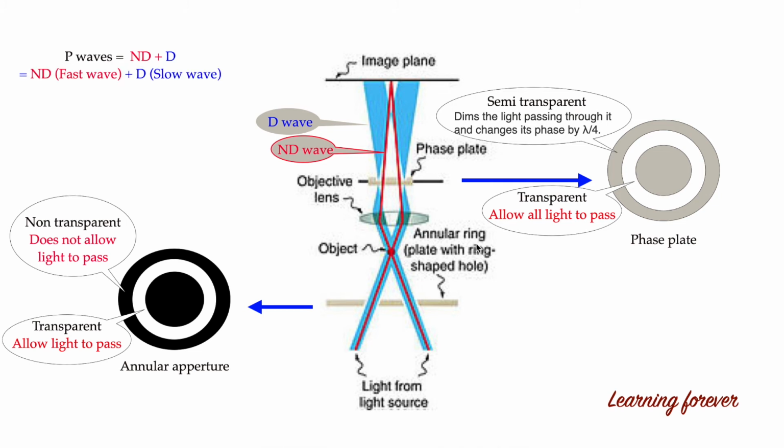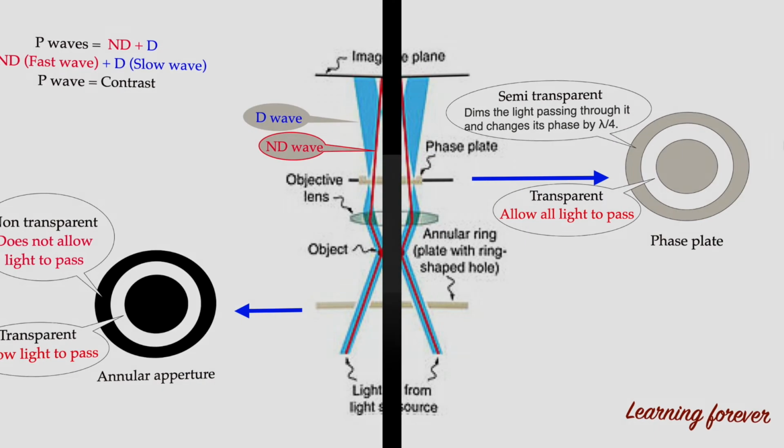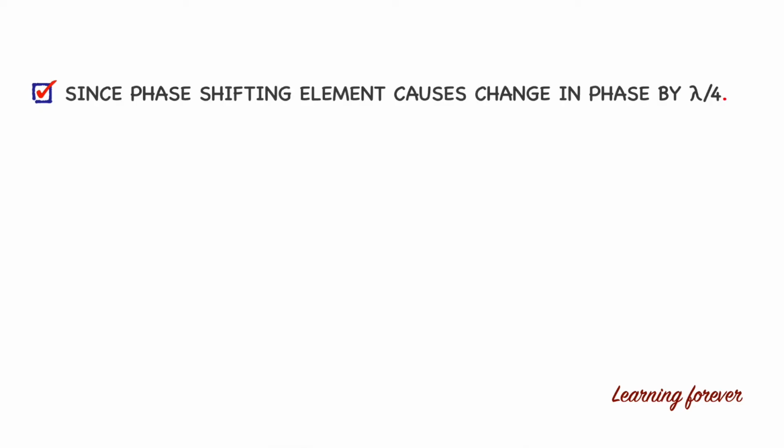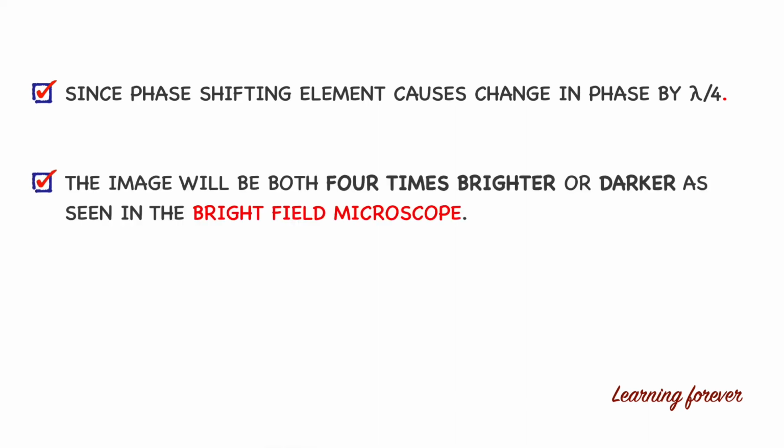Since non-diffracted light moves through the transparent portion of the phase plate, it will move faster, whereas diffracted light, which comes from the semi-transparent portion, will move with slower speed. Since non-diffracted light moves faster whereas diffracted light moves slower, there is formation of very good contrast in a phase contrast microscope. Since the phase shifting element causes a change in phase by lambda by 4, the image formed will be 4 times brighter or darker as seen in bright field microscope.